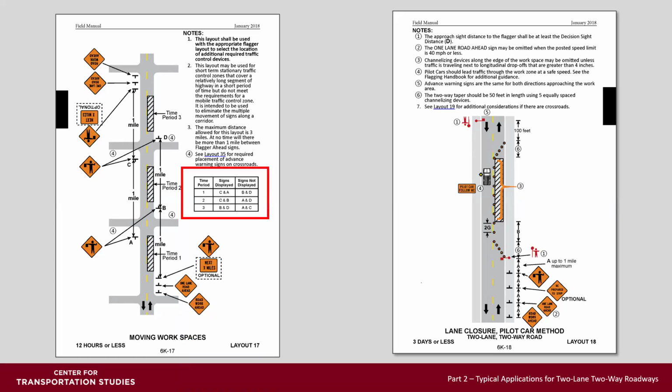The table shows the 3 different time periods in which signs are displayed. For example, in time period 1, you have sign C and sign A displayed. As you move forward to time period 2, you relocate sign A from facing, in this case, southbound to facing the northbound traffic and continue up the roadway.